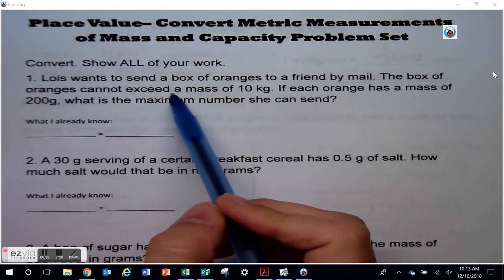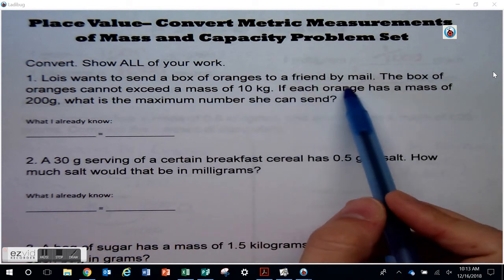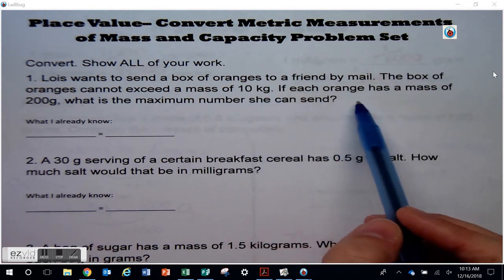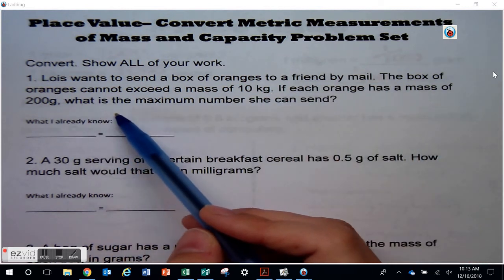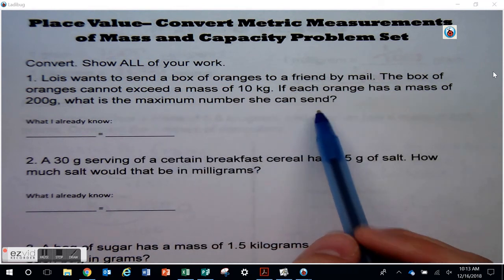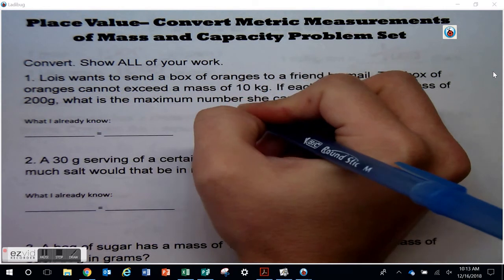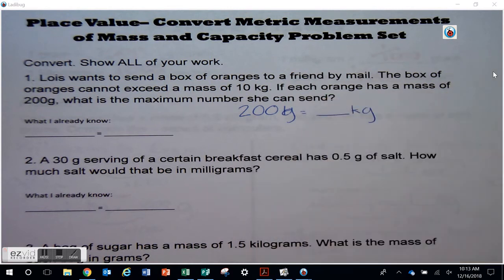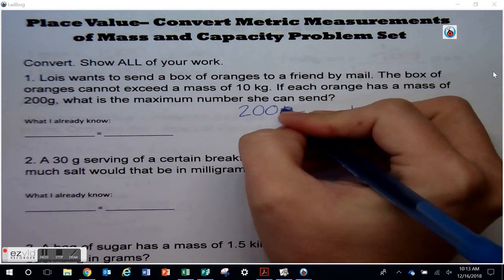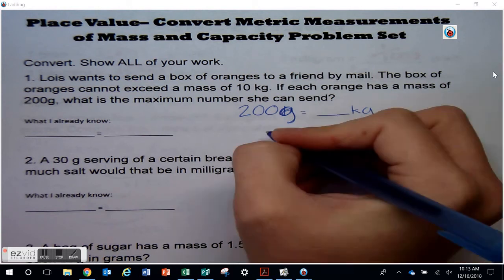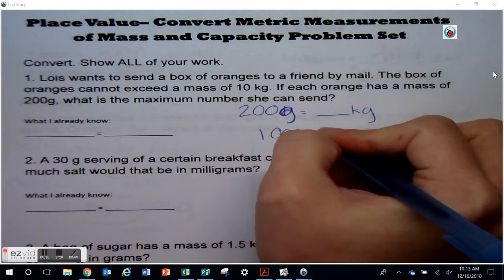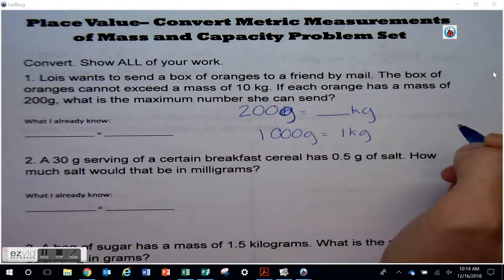Lois wants to send a box of oranges to a friend by mail. The box of oranges cannot exceed a mass of 10 kilograms. If each orange has a mass of 200 grams, what is the maximum number she can send? Well, before we do that, let's go ahead and see how many kilograms would equal that 200 grams. So we have 1,000 grams equals 1 kilogram.